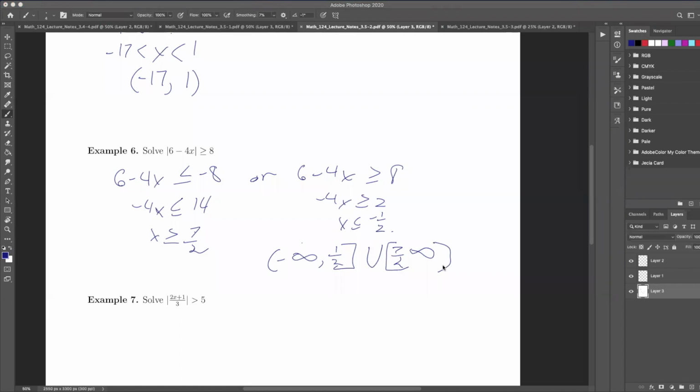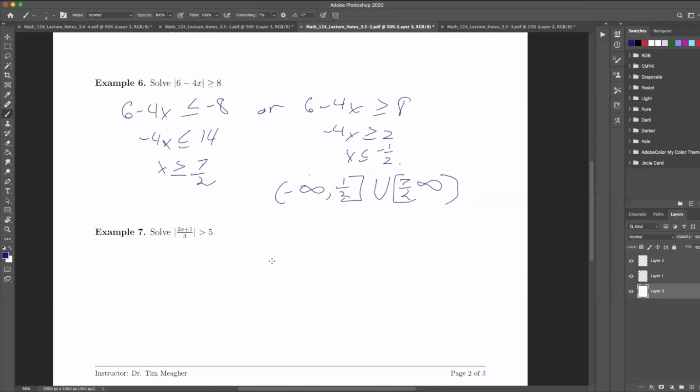Okay. So that's how this one works. So let's look at this one. Yeah, so let's do this one. And so here's another one where it's greater than. So we're going to have 2x plus 1 divided by 3 is less than minus 5, or 2x plus 1 divided by 3 is greater than 5. So here we just switch the signs once and do this. We solve.